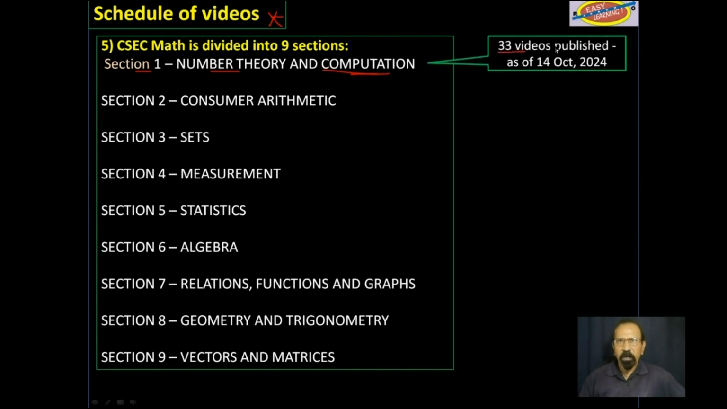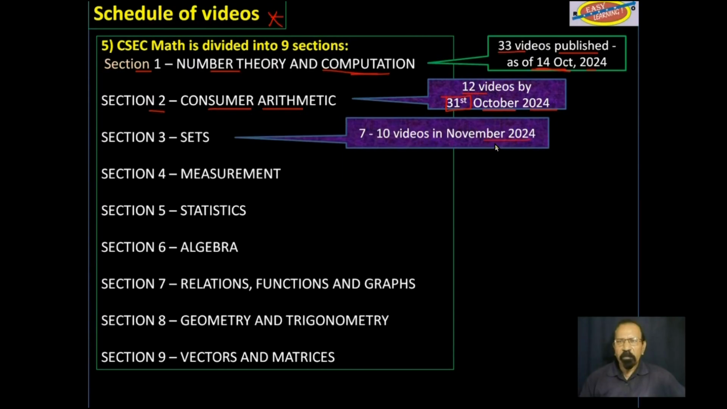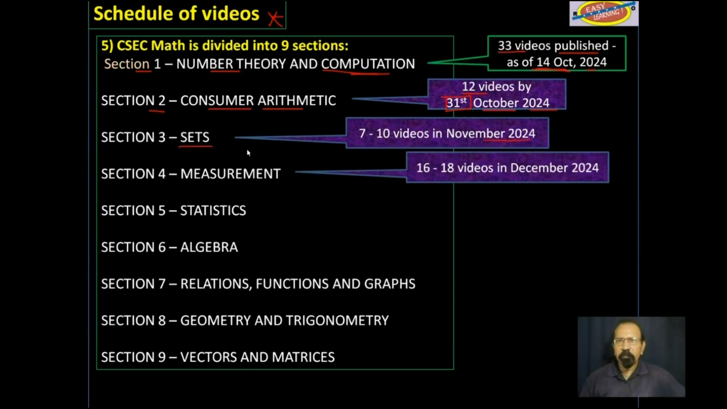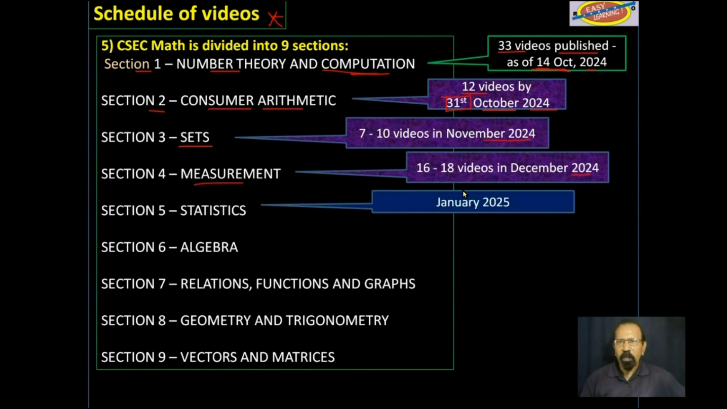All 33 of those videos have been published on YouTube as of October 14th, 2024. Right now, I am working on these 12 videos from Section 2, Consumer Arithmetic, and hopefully should have those ready by the 31st of October 2024. Then November 2024, sets. December 2024, measurements.